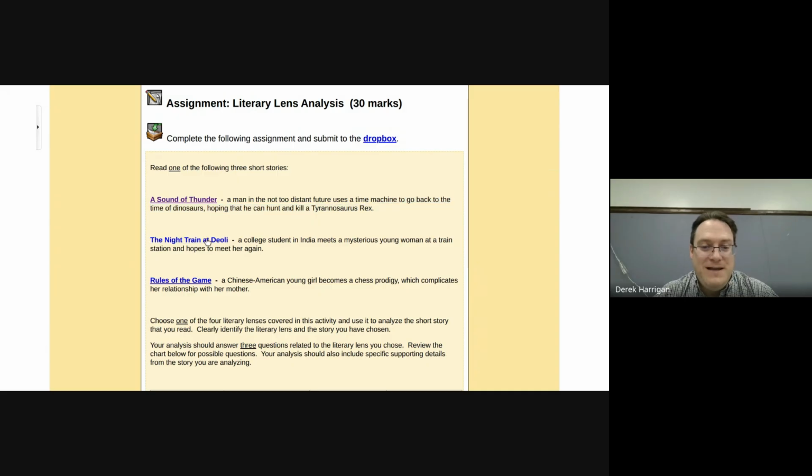The second story is about a college student in India that meets a mysterious young woman on a train station, and it's kind of maybe a little bit of a romance story. And then the third one is about a Chinese American girl who becomes very good at chess, which is one of my favorite hobbies, which complicates her relationship with her mother. So this is more of a family story and about the relationship between a mother and a daughter. So whichever one of these grabs your attention, this one's more of a drama, this one's more of a romance, this one's more of an action story, just pick one.